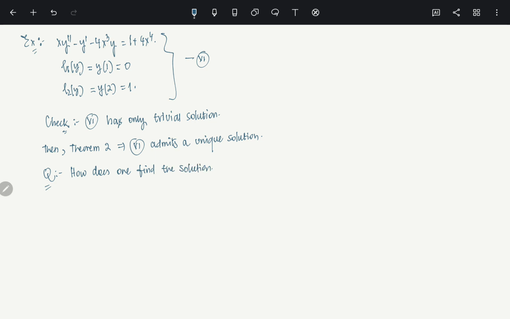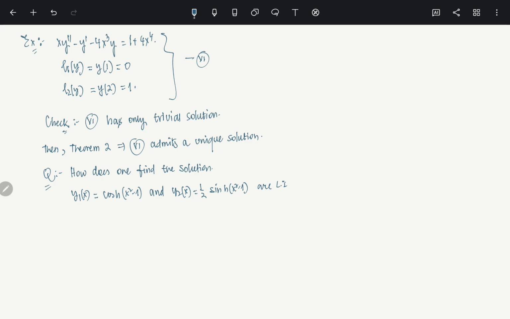A unique solution is fine, but can you find that unique solution? That's the question. Of course we know that y1 of x, which is given by cosh(x² − 1), and y2 of x, which is given by half sinh(x² − 1), are two linearly independent solutions of the homogeneous problem. That is given. We talked about it just some time ago, so that is always there.